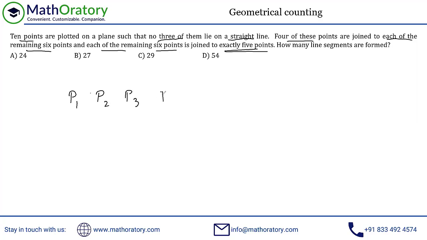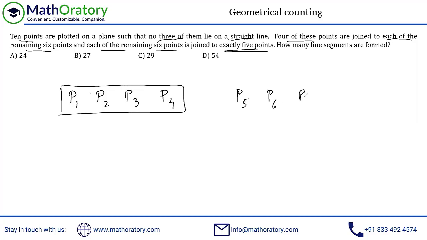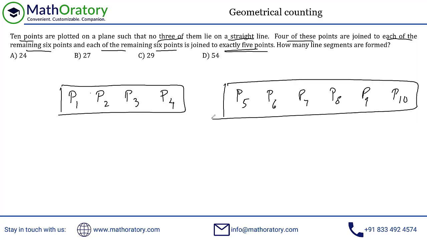So we have 4 points, P1, P2, P3, P4, and we have these 6 points, P5, P6, P7, P8, P9, and P10, let's say. I'm not drawing the points, I'm just allocating in this manner. First of all, it says 4 of these points are each connected to the remaining 6 points. So P1 is connected to all of P5 to P10, same with P2, P3, P4.